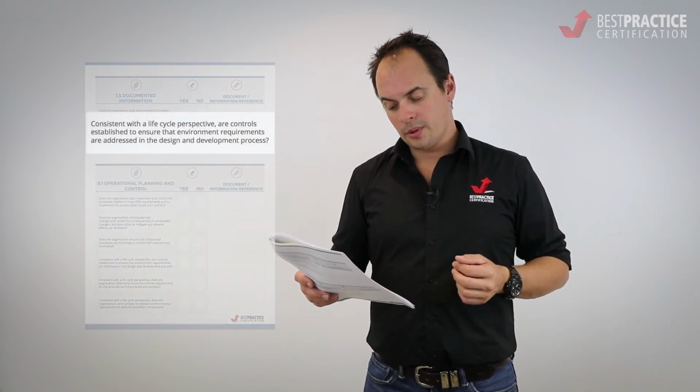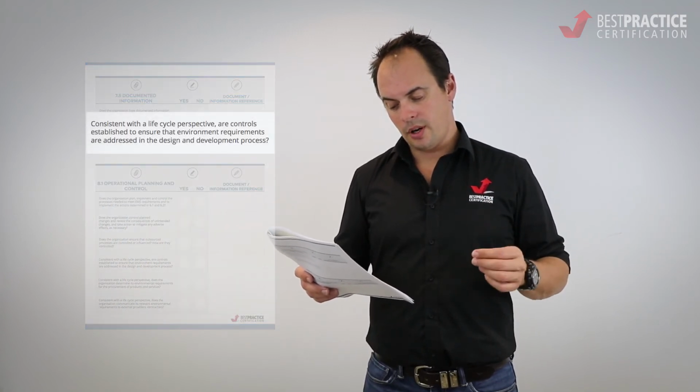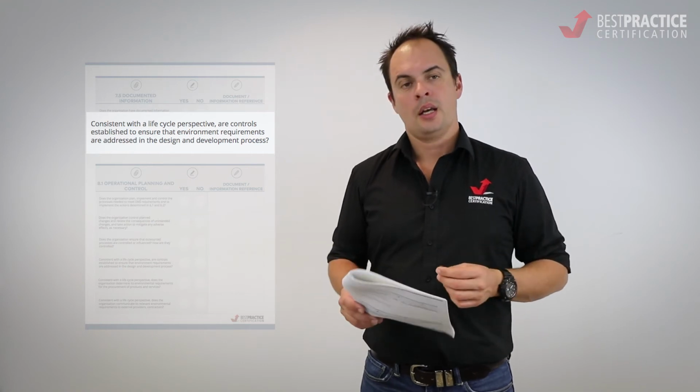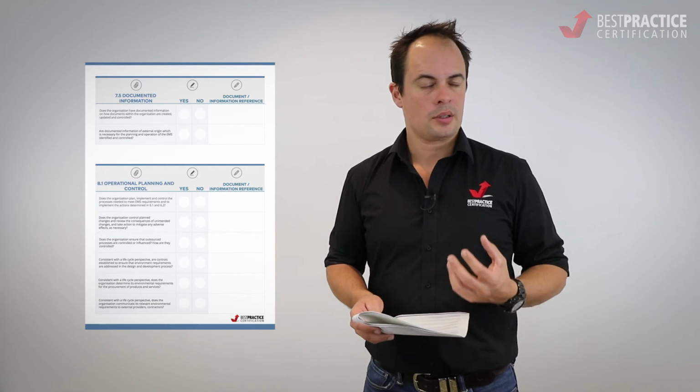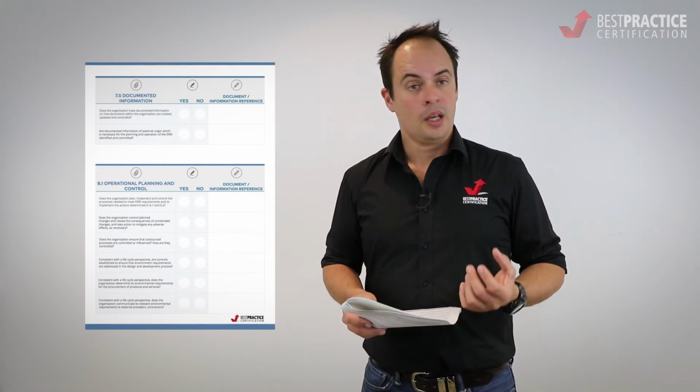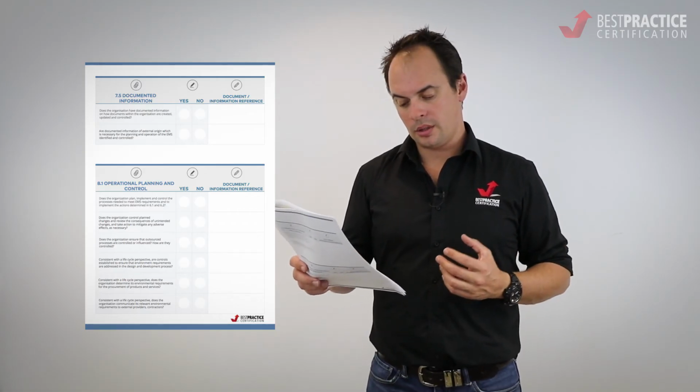Consistent with a life cycle perspective, are controls established to ensure that environmental requirements are addressed in the design and development process? Can we design our products and services or our processes to be more environmentally friendly? Move into the next version, the improved version, the innovated or evolved version of our product and service that is more environmentally friendly, that is more environmentally supportive, and you start to think about that at the design phase as we go through that process.